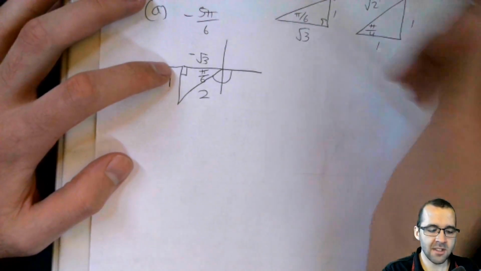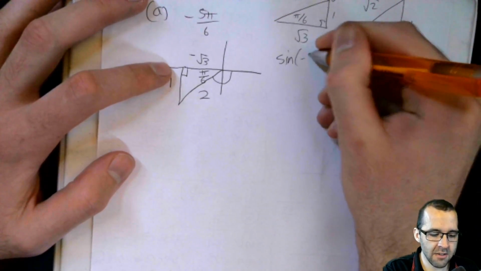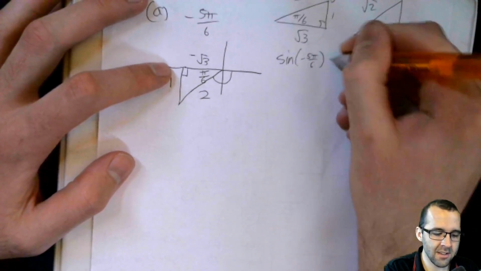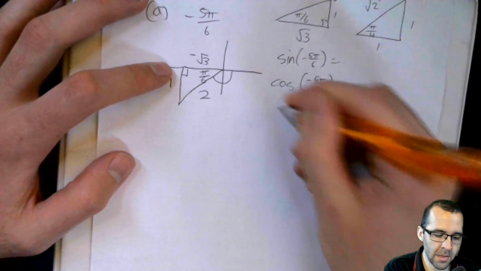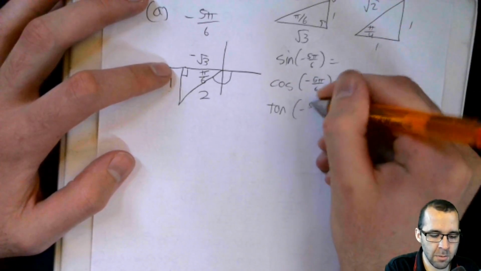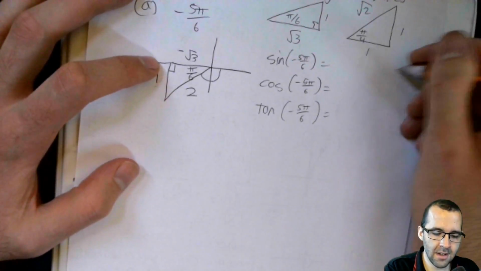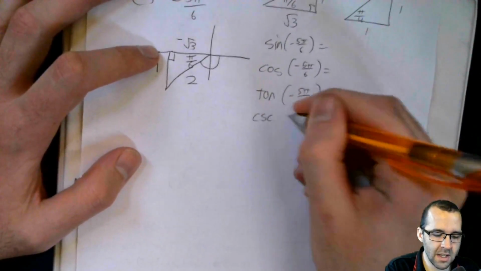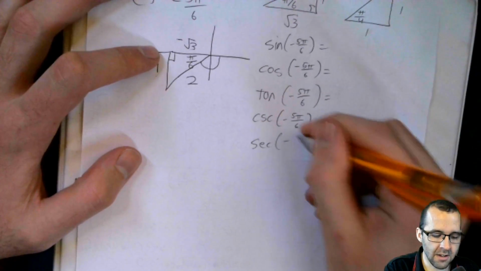Okay, so here we go. We need to find the six trig function values, so let's just start writing them down. Sine of negative 5 pi over 6. Ugh, a lot of writing. Cosine of negative 5 pi over 6. Tangent of negative 5 pi over 6. Just spam them all down. I'm not going to have room in a second column. Cosecant, negative 5 pi over 6. Secant of negative 5 pi over 6.